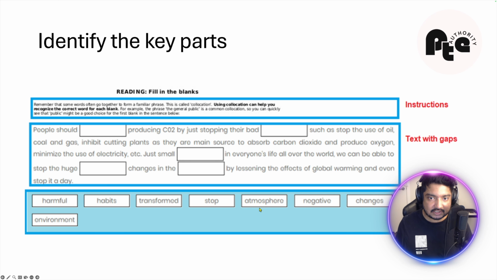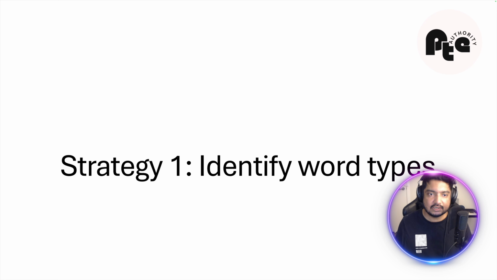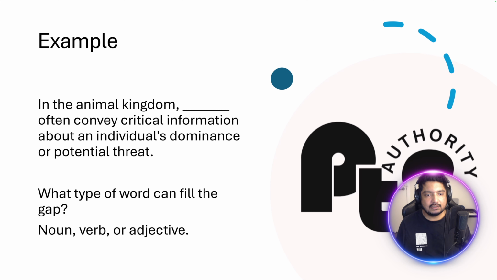Next, we'll look at the strategies to solve this type of question. In this video, I'll be talking about two commonly used and very effective strategies. Strategy number one, identify word types. Let's look at this example. In the animal kingdom, blank often convey critical information about an individual's dominance or potential threat. Now, you need to think, what type of word can fill the gap?